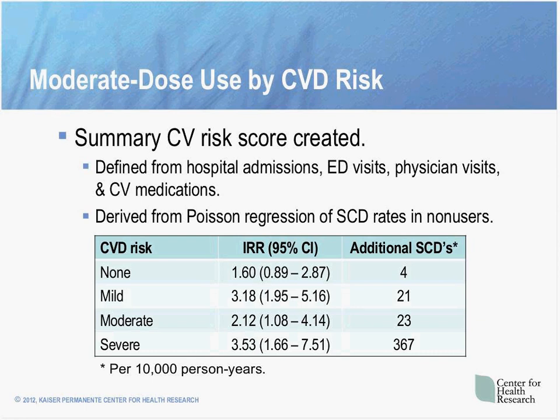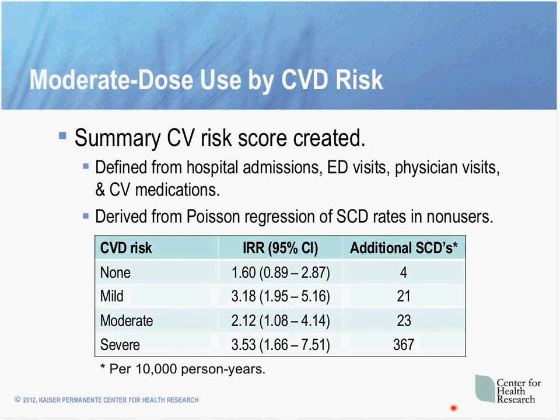One concern was that the association might vary by baseline cardiovascular disease risk. So they computed a summary cardiovascular disease risk score based on hospitalizations, physician visits, and cardiovascular medications, plus a model comparing cardiovascular disease rates in non-users, extrapolated to everyone, assuming they were non-users.